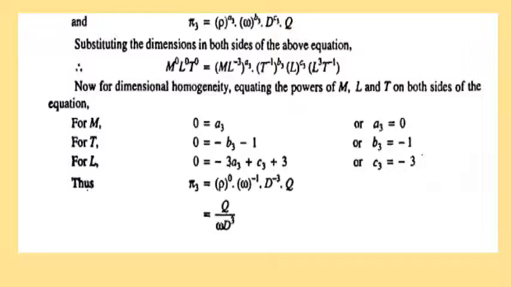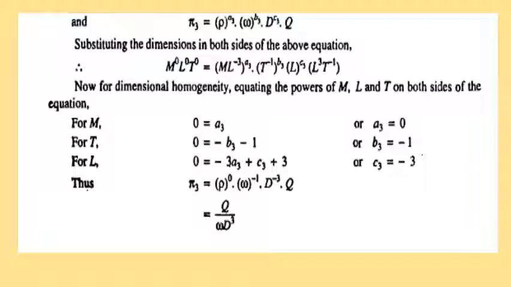Substitute these powers in the pi 3 term. There is rho power A3, that is 0, omega power B3, that is omega power minus 1, d power C3, that is equal to minus 3, then Q. So finally the expression is pi 3 equal to Q into omega power minus 1, d power minus 3. The minus powers are taken to the denominator, so omega power 1, diameter power 3. That is the expression for the pi 3 term.